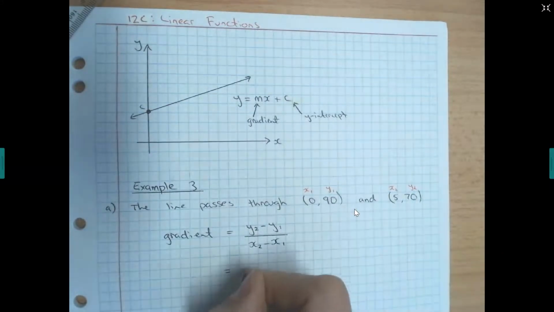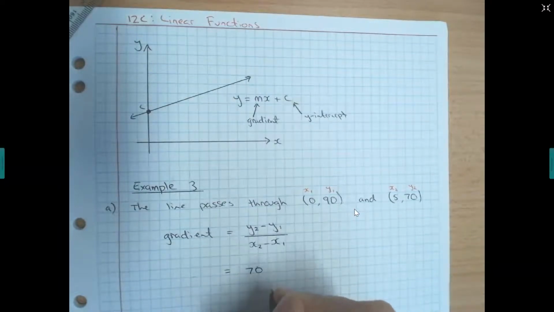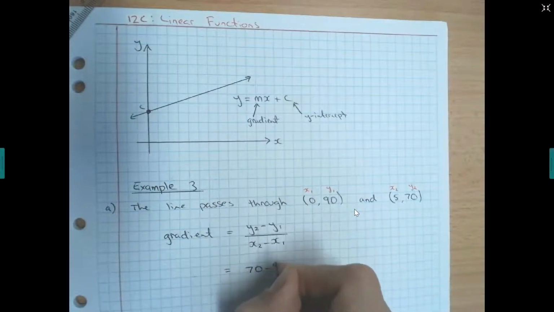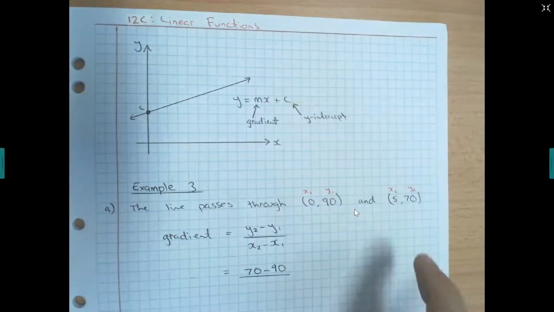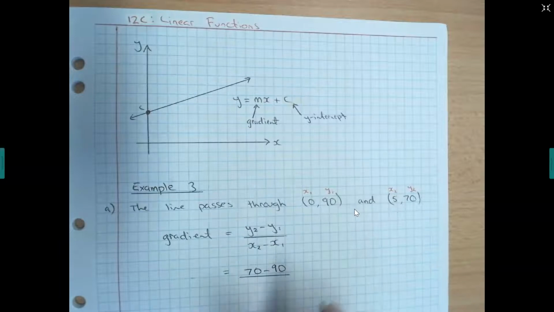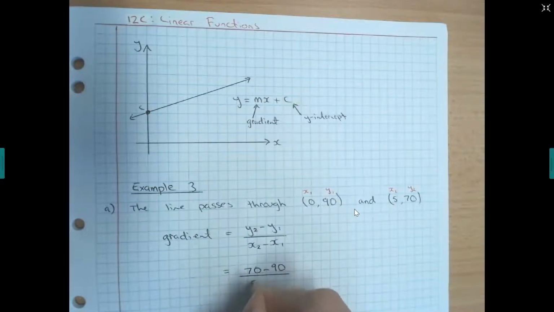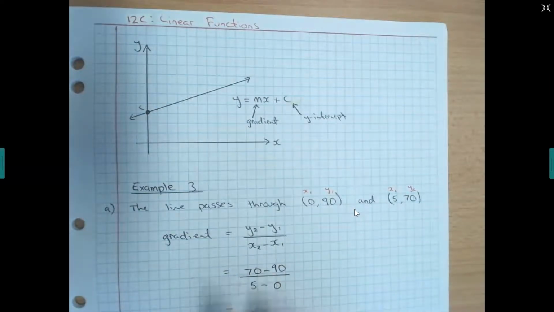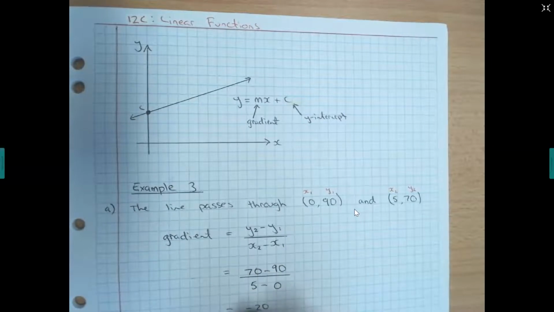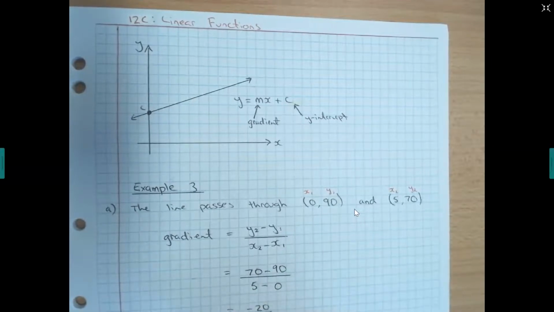So y2 is 70, minus y1 is 90, over, and then x2 is 5 minus x1 is 0, which is going to give me minus 20 over 5, which can be simplified to negative 4.